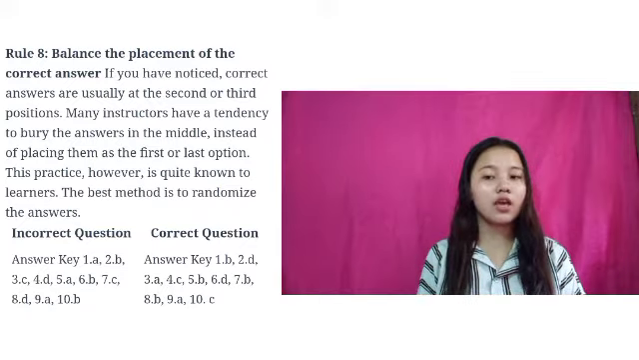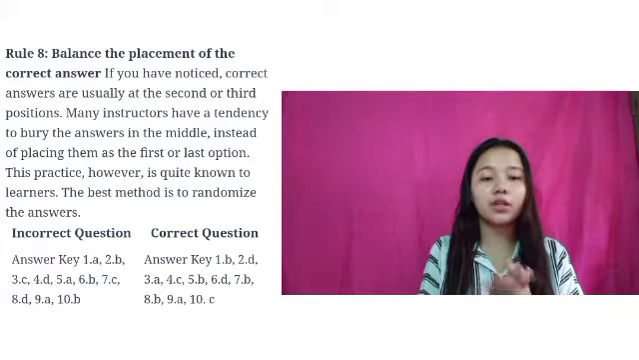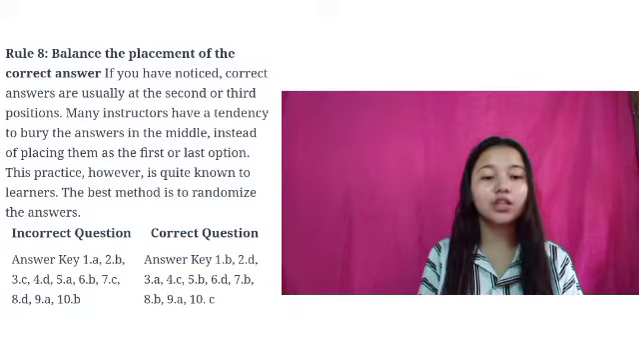For example, incorrect question, answer key, 1A, 2B, 3C, 4D, 5A, 6B, 7C, 8D, 9A, 10B. So, mapapansin nyo, parang nasa chronological order siya. Kumbaga, A, B, C, D, A, B, C, D. Parang paulit-ulit. So, it should be, for the correct question, answer key, 1B, 2D, 3A, 4C, 5B, 6D, and so on. So, dapat hindi siya magkakasunod-sunod.